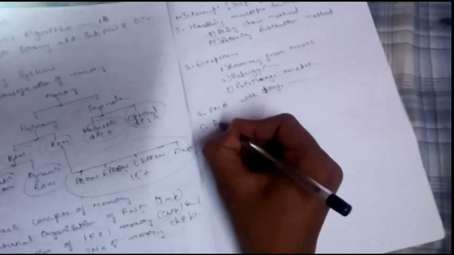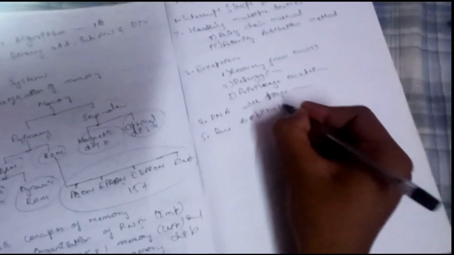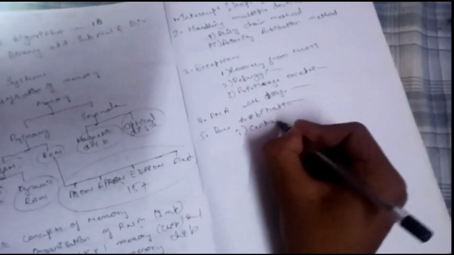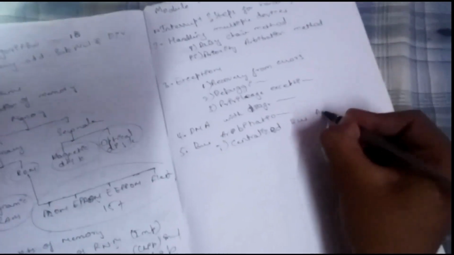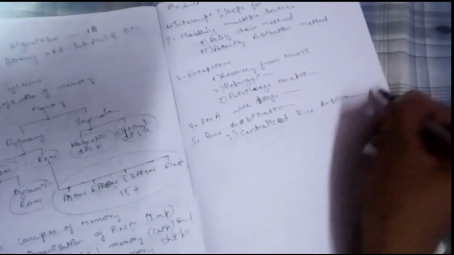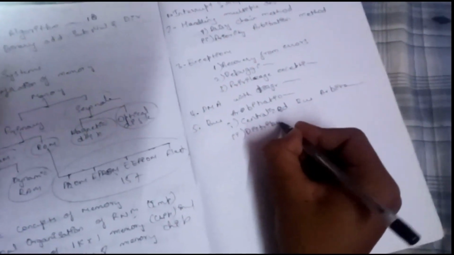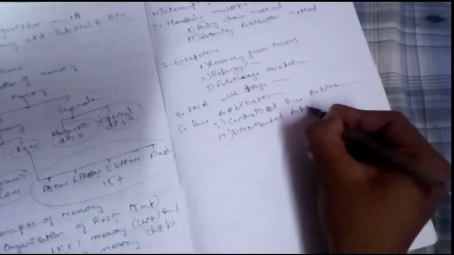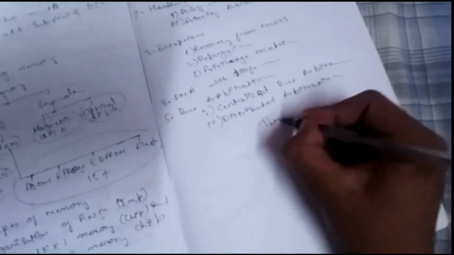Fifth one is the most important, bus arbitration. In bus arbitration, the subtopics are centralized bus arbitration and distributed arbitration. That's it for CO, computer organization. Thank you.